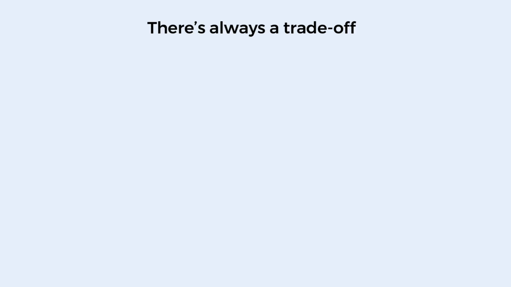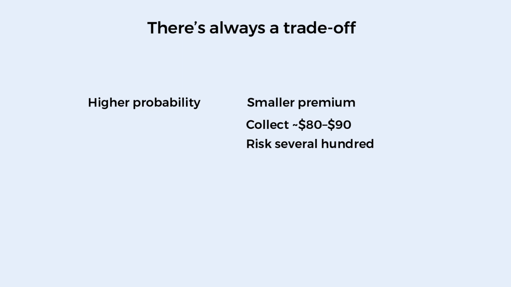But there's always a trade-off. When you sell spreads that are far out of the money, your probability of success is higher, but the premium you collect is smaller relative to what you could potentially lose. You might collect $80 or $90, but have several $100s at risk. That can feel uncomfortable at first. But it makes sense when you consider how often these trades actually win.